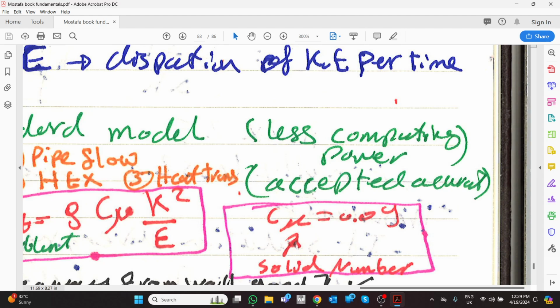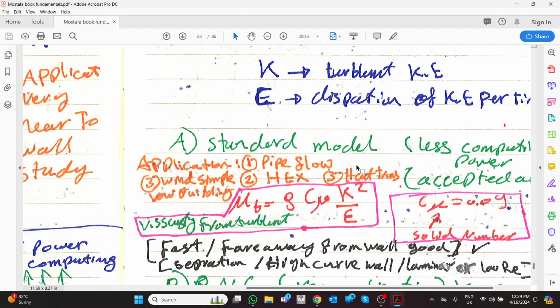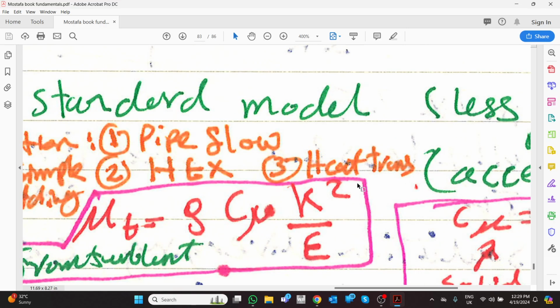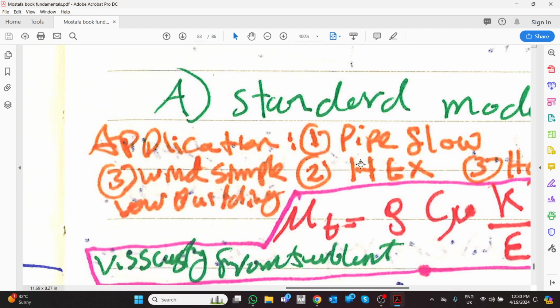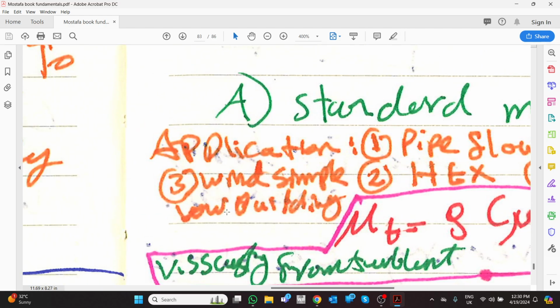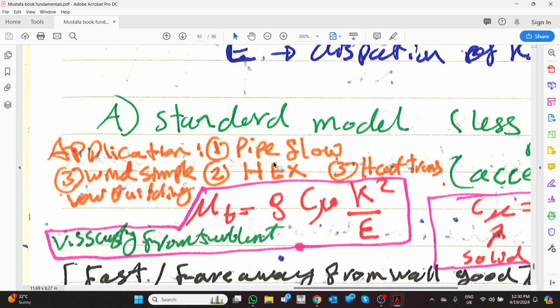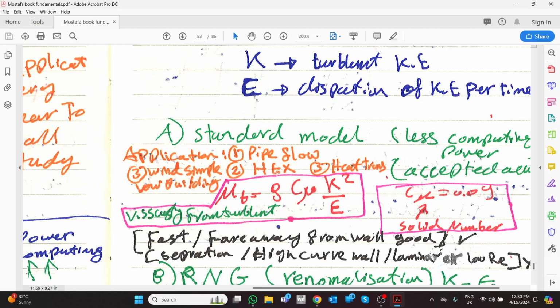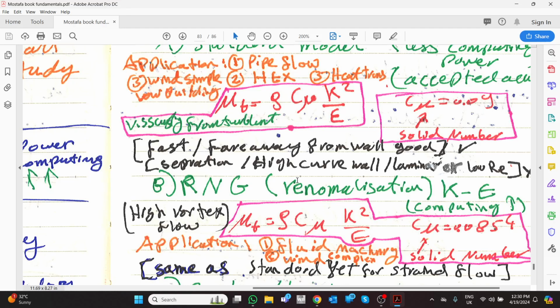It is acceptably accurate, which does not mean it gives wrong numbers. Yet you need to understand its application and its limitations. It is used for pipe flow, for heat exchangers where you are concentrating on heat transfer, or for a simple wind system for a low building, not a super high-rise where a lot of vortices happen. For those simple cases, yes, it is accepted.